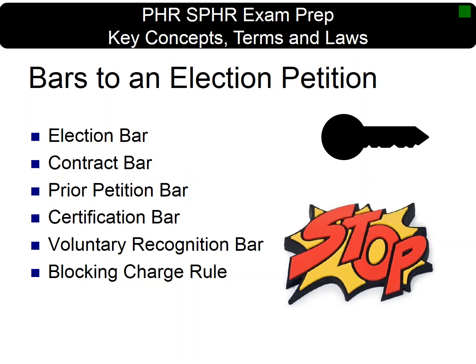The initial year following certification of the union has not elapsed. We call that a certification bar. A reasonable period has not elapsed after a union has been recognized by the employer. This is called a voluntary recognition bar. An unfair labor practice charge affecting the proposed bargaining union is pending is called the blocking charge rule.